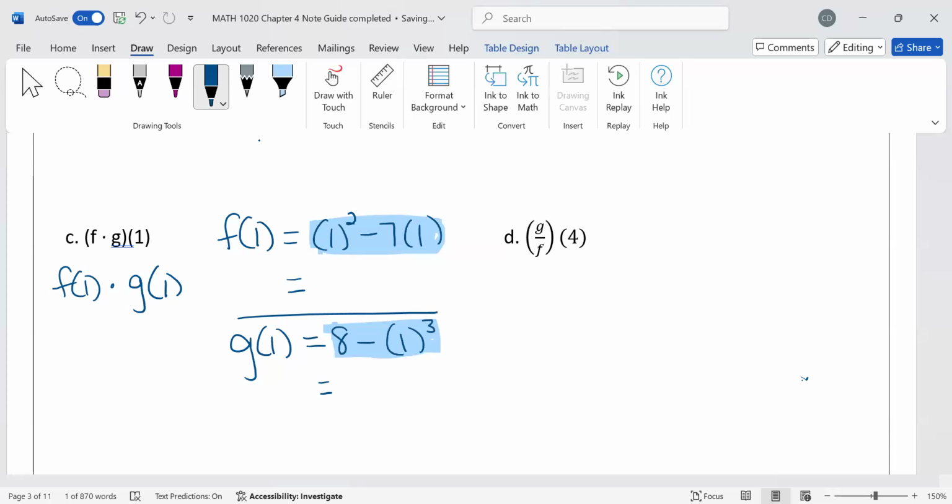Okay, so you have 1 minus 7, which is negative 6. 8 minus 1, which is 7. f of 1 is negative 6 times g of 1, which is 7. And it's going to give me a negative 42.